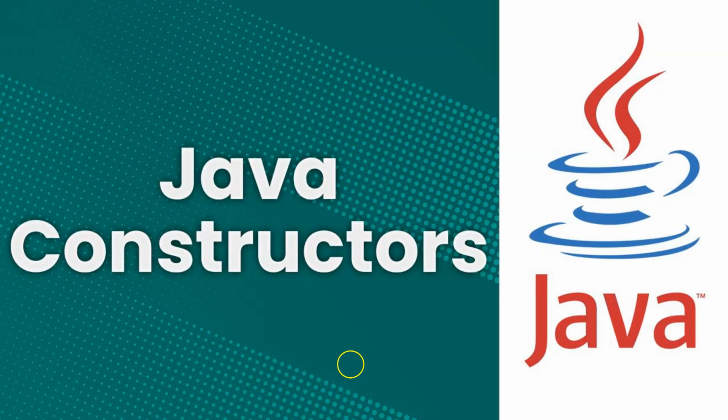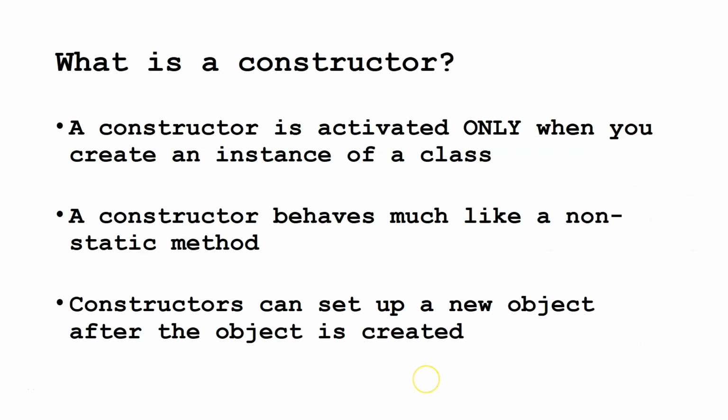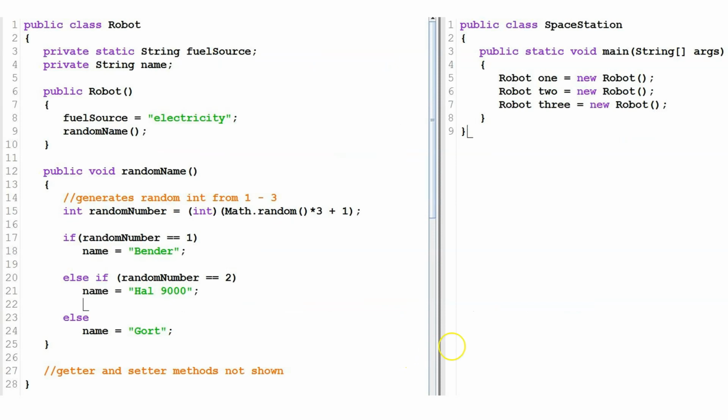In this Java tutorial, you're going to learn about constructors. So what is a constructor? A constructor is sort of like a special type of non-static method that only runs when you first create an instance of a class. An instance of a class is also known as an object. So when you create an object, the constructor runs, and the purpose of it is to set up the new object. So let's look at this example.